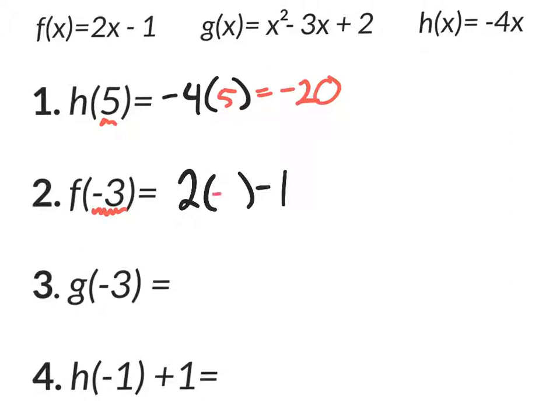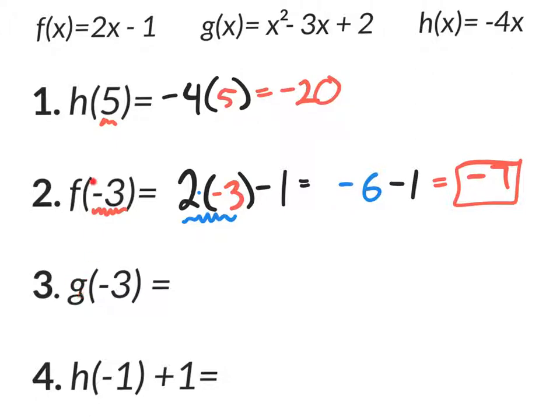Plug in your negative 3 in place of x. So you're going to plug in that negative 3 right in there, do the math, multiply 2 times negative 3, that's negative 6, but we still have the minus 1. Negative 6 minus 1, final answer is negative 7. Let's try one more. G of negative 3. So which function am I going to go to? The second one, the g of x function, right?